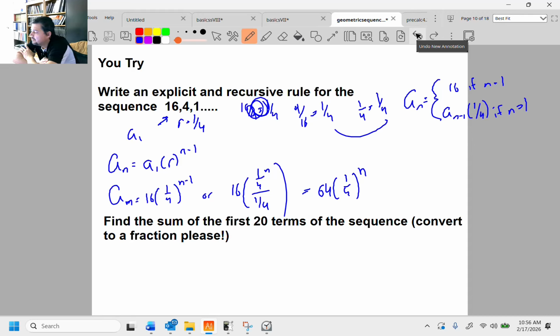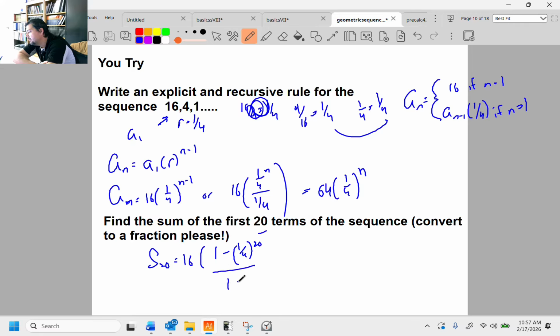Find the first 20 terms of the sequence and convert it to a fraction, please. Because your calculator can usually do that. Can't always do that. So we're going to find the sum of 20 things. It would be the first term of 16 times 1 minus the ratio of a quarter raised to the 20th power, over 1 minus a quarter.